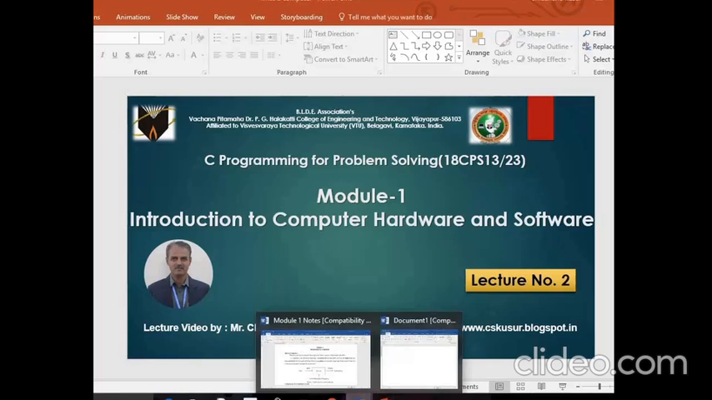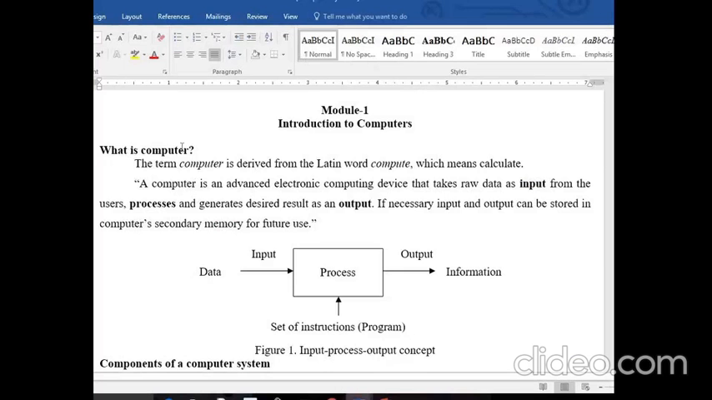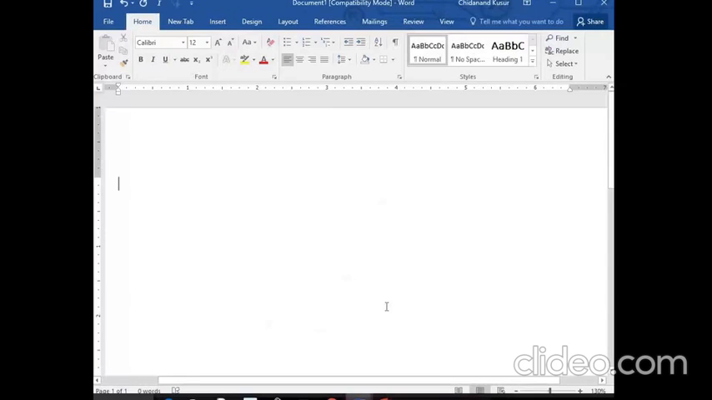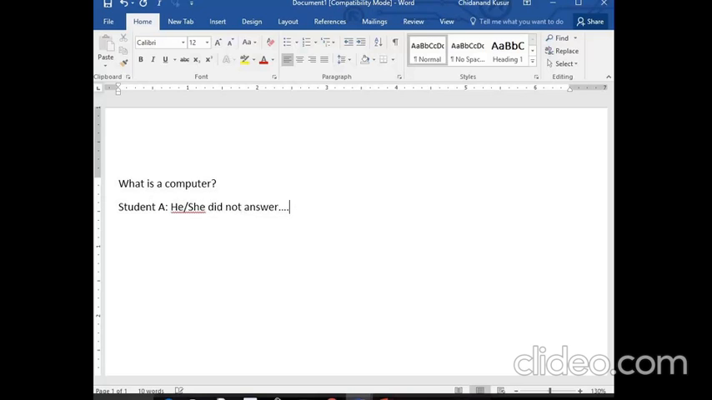First of all we learn what is a computer. Module number 1, introduction to computers. Now I am asking a simple question, what is a computer? If I ask a question like what is a computer, I may get different answers from students. I am asking this question to first student A. Dear student A, can you tell me what is a computer? He or she didn't answer. Means you are not giving an answer to my question, means definitely you score 0 marks.